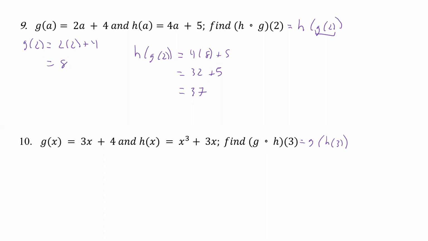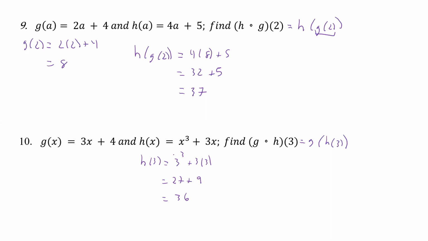Okay. So what are we going to do? Well, we have to first find what h of 3 is. And so what is that? Okay, well, h of 3, here's h. So we're going to have h of 3. That's going to be 3 cubed plus 3 times 3. Well, 3 cubed is 27, plus 3 times 3 is 9. And that's going to give us 36. Okay. So that looks good so far.